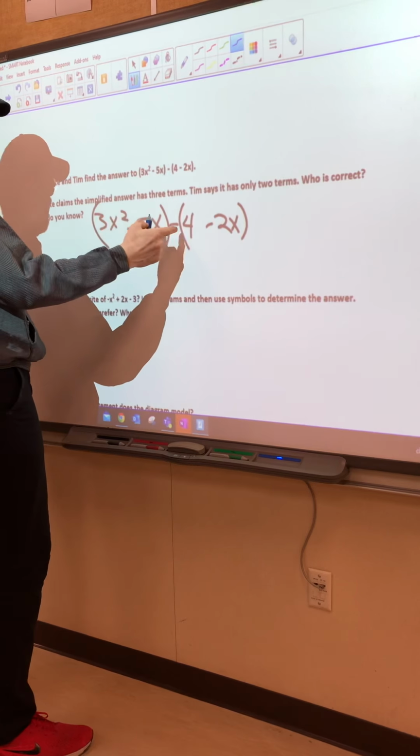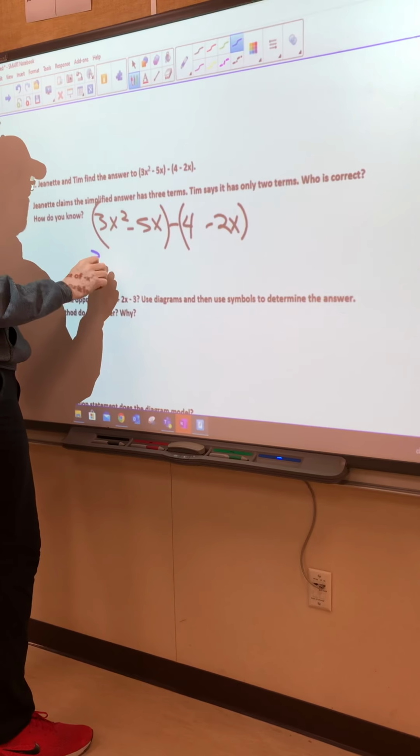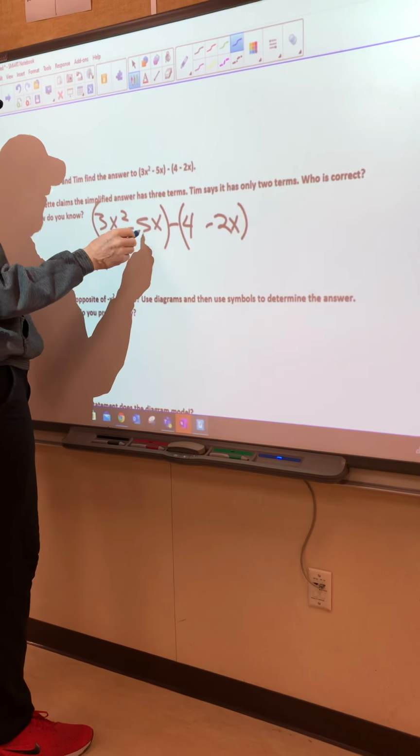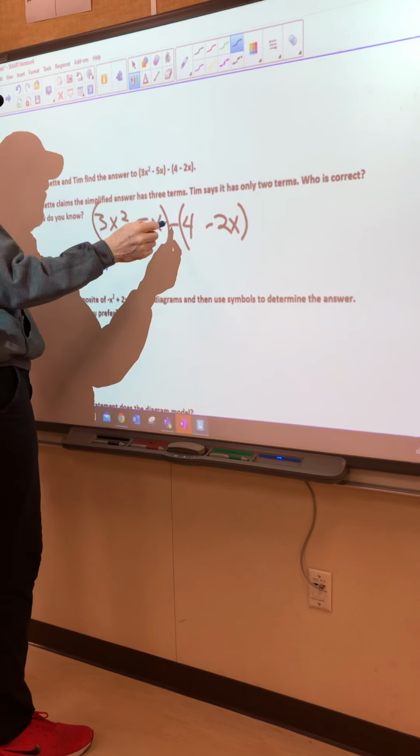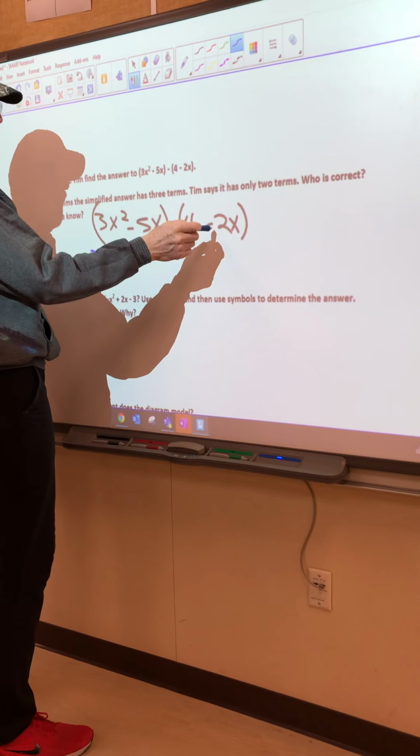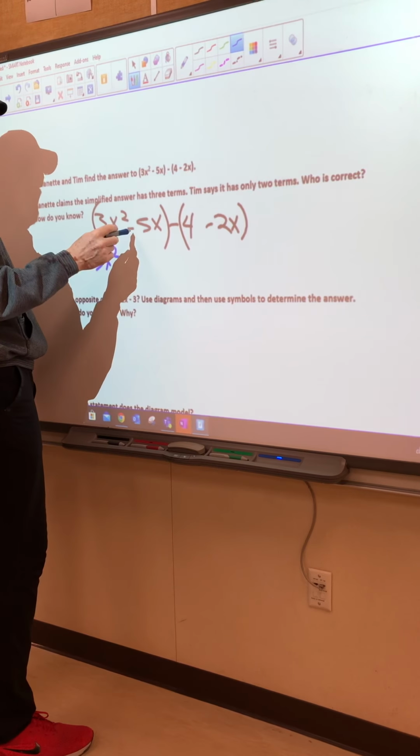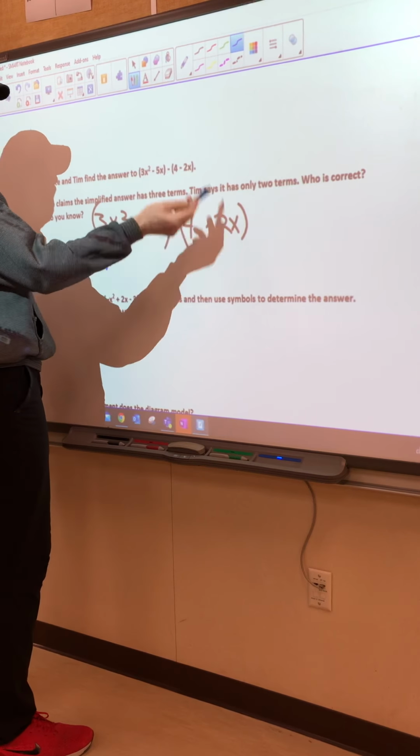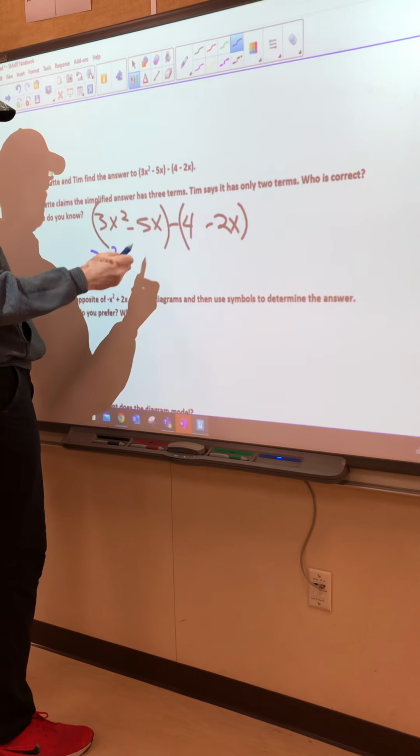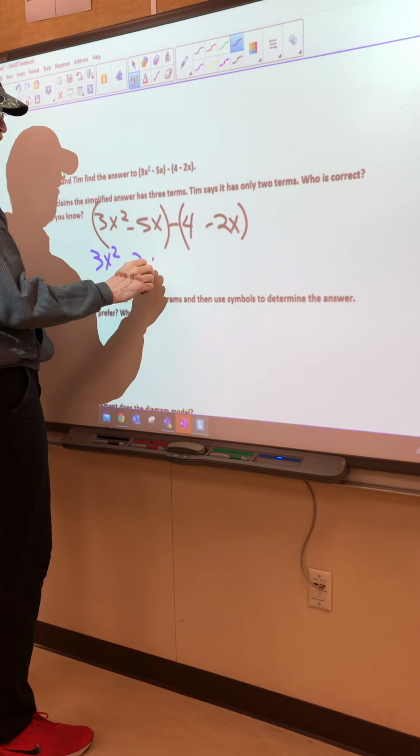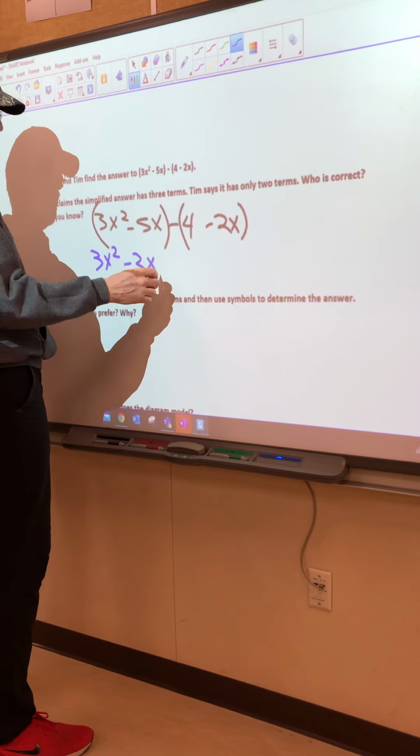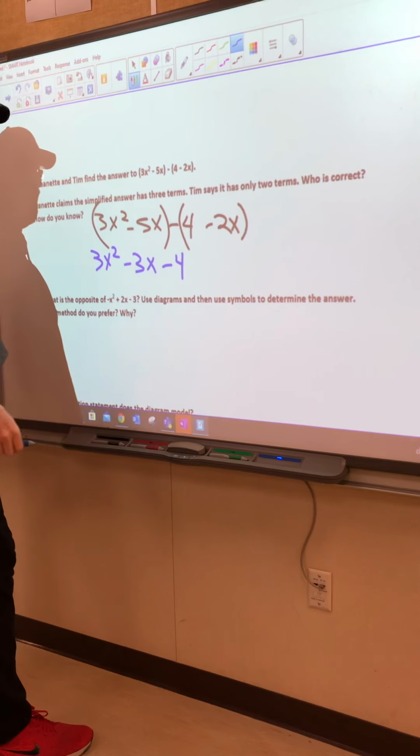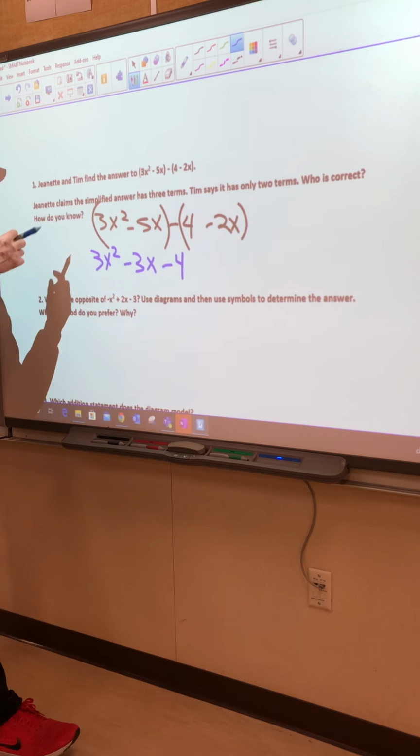3x squared. Is there any other x squareds here? Nope. So we just have 3x squared. Negative 5x minus negative 2x. Well, you know when you subtract a negative, it goes up. So this is going to be negative 5x go up 2, so it's going to be negative 3x. And then this is negative 4 minus 4, so it's going to be negative 4. Negative 4, yeah, so there we go.